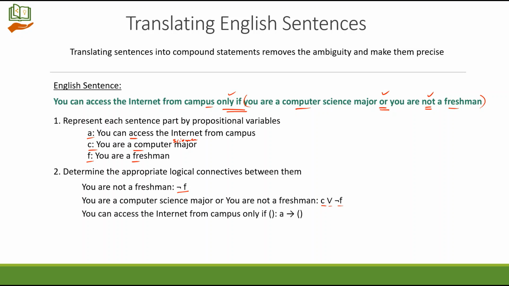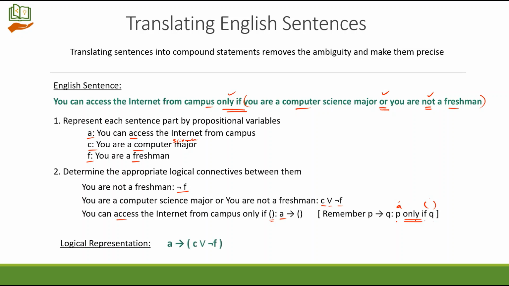What about the first part? You can access the internet from campus only if some condition is there. Access the internet from campus is actually propositional variable A. Only if means you are using the implies operator, and here the condition I have just specified in brackets. I have not included the second part of the sentence in order to make it clear for you. Remember, P implies Q can also be expressed as P only if Q. Now what do you find here? A only if the condition. So A is treated as the hypothesis and this particular expression in the bracket will be treated as the conclusion.